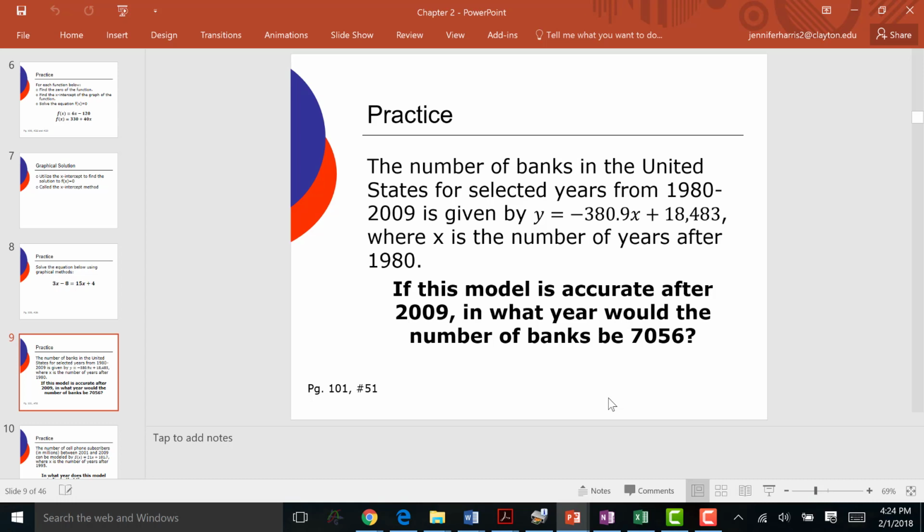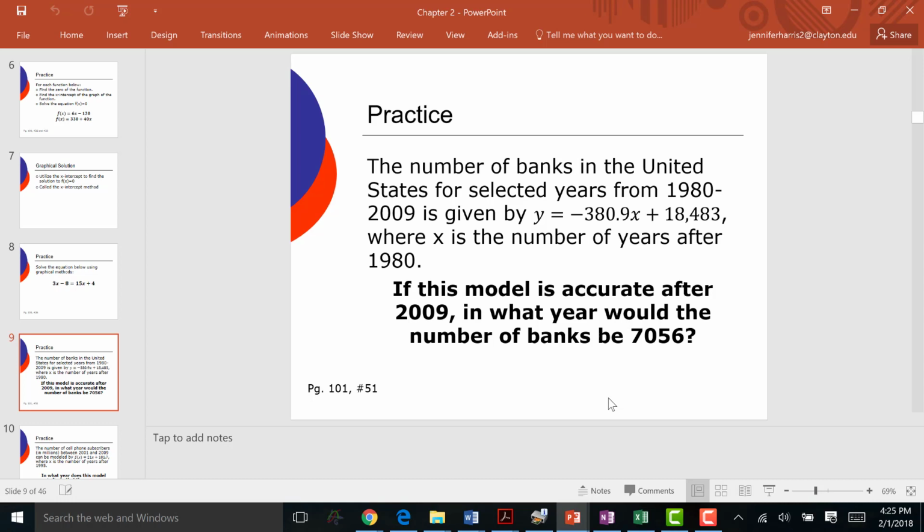Okay, so back in the top part of the paragraph, before you get to that 7,056, what did they give you? X: you've got to define what everything was given. X is the number of years after what? Did they give you a Y? The Y is the number of what? Banks. Okay. Did they give you an equation? All right, you got an equation.